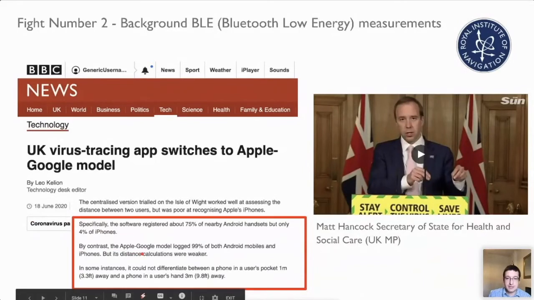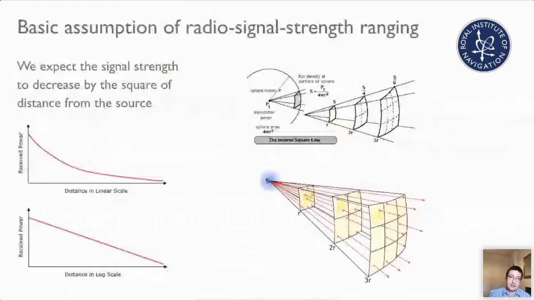The challenge though, as Matt Hancock, the health secretary here in the UK, stated there, was that the new protocol that Apple and Google have built is not as good at detecting distance and therefore exposure to the virus as the old scheme is. And we can dig into why that is the case.